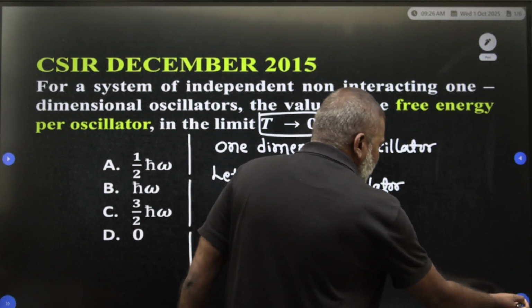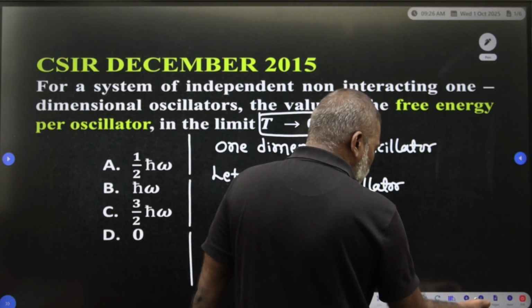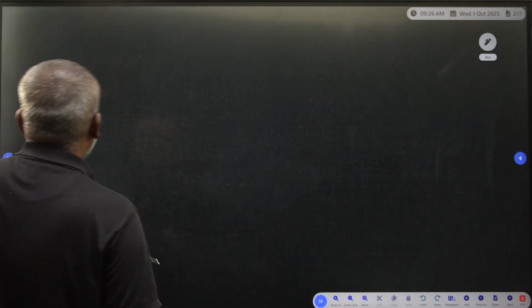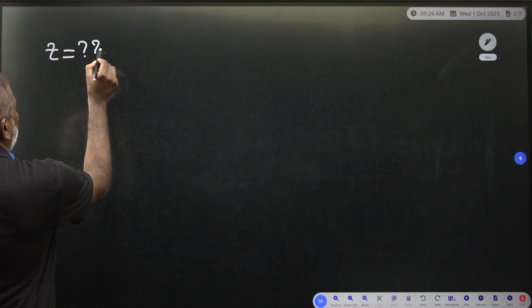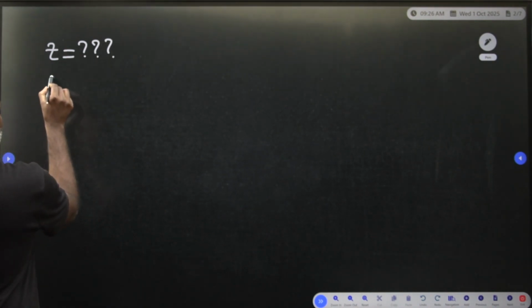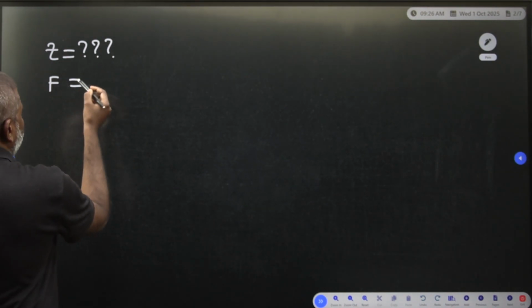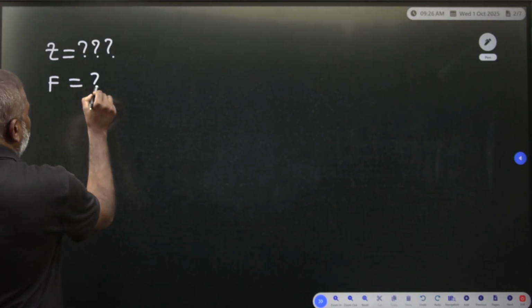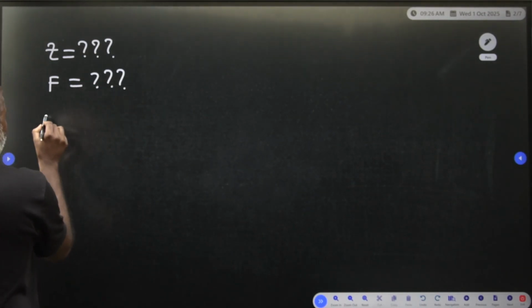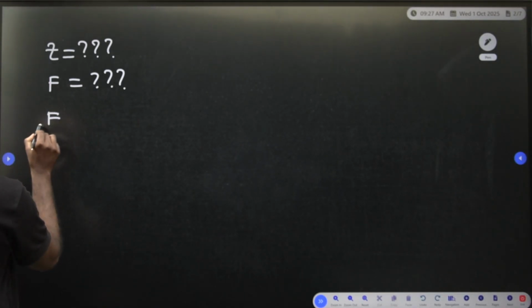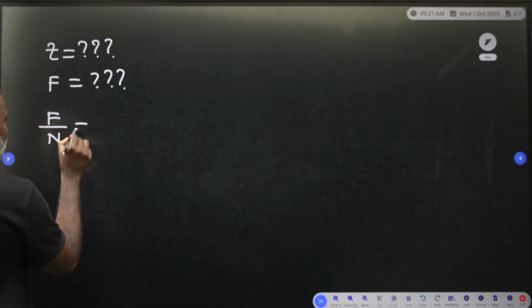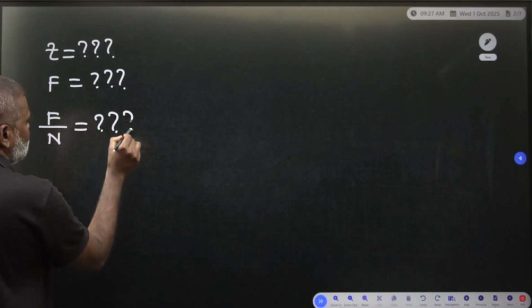So, what is the canonical partition function of a quantum oscillator? We know that. First we need to find the partition function. Later we need to calculate the Helmholtz free energy in terms of the partition function. So, Helmholtz free energy per oscillator is what we need to calculate. This is our ultimate goal.